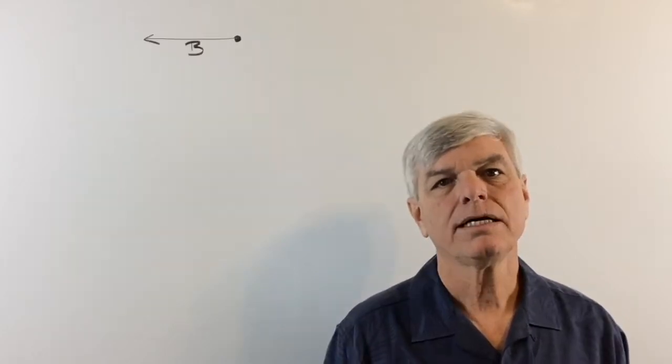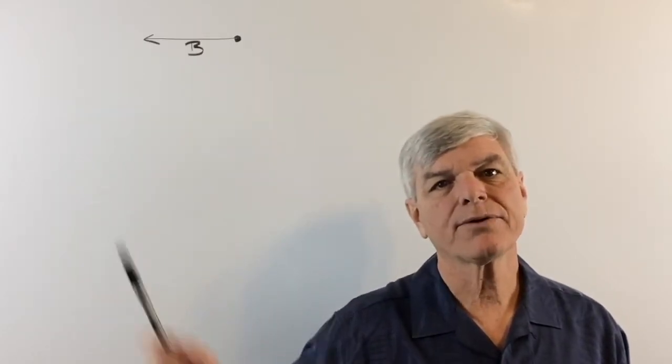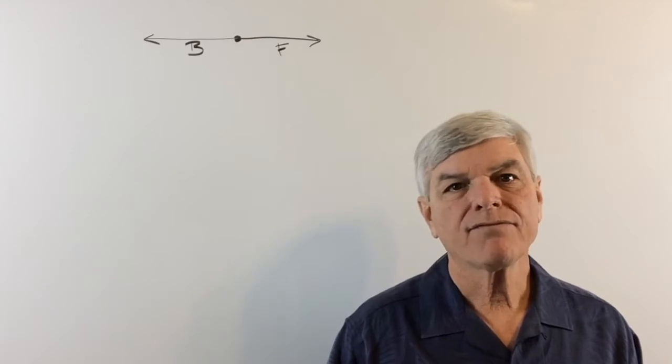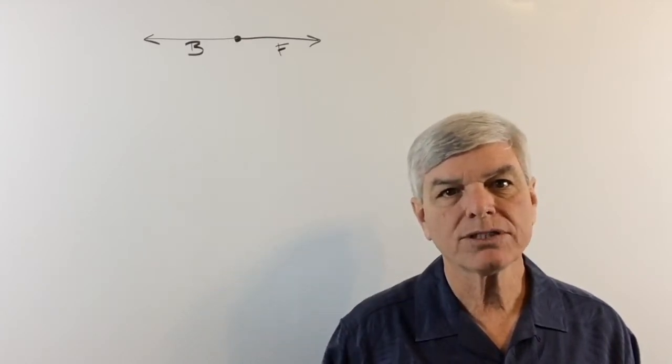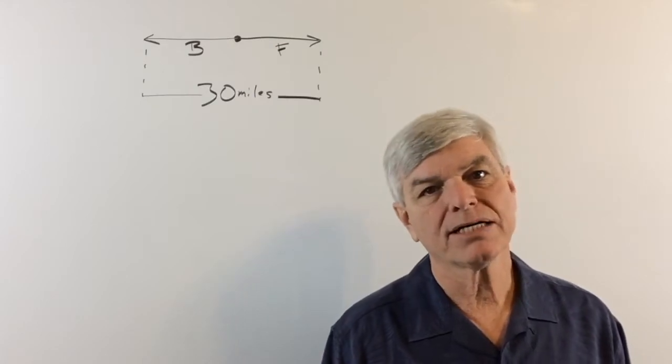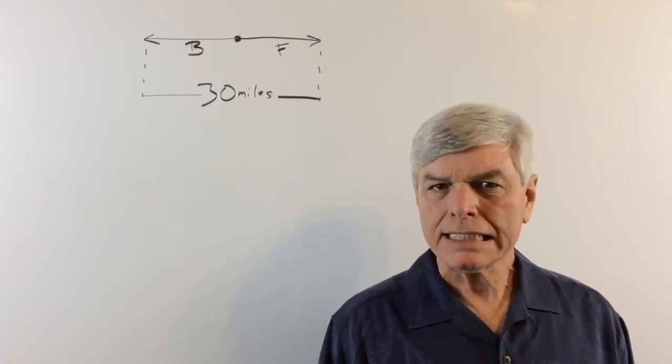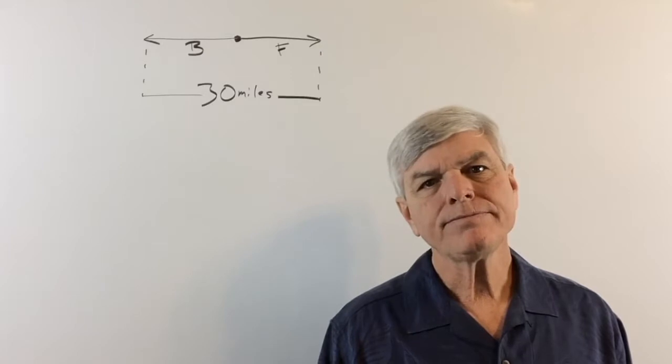Okay, I drew a dot on the board. This is where Bob and Fred are going to start. And Bob is going to go in that direction, and Fred is going to go in this direction. And after 3 hours, they are 30 miles apart. Now, does this look similar to the other problem?